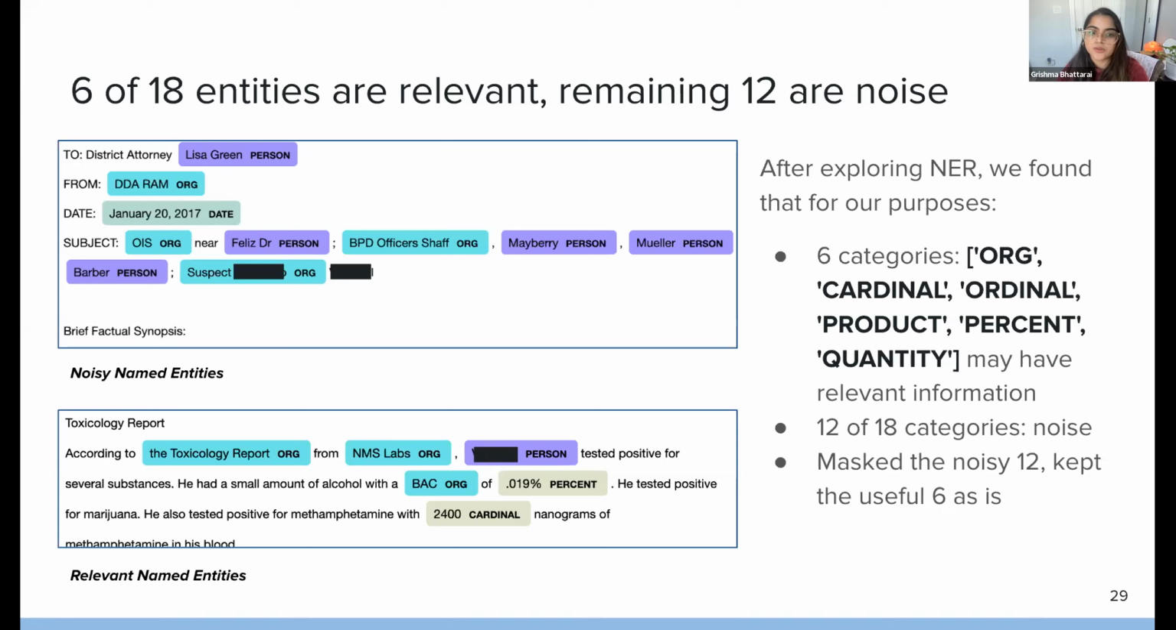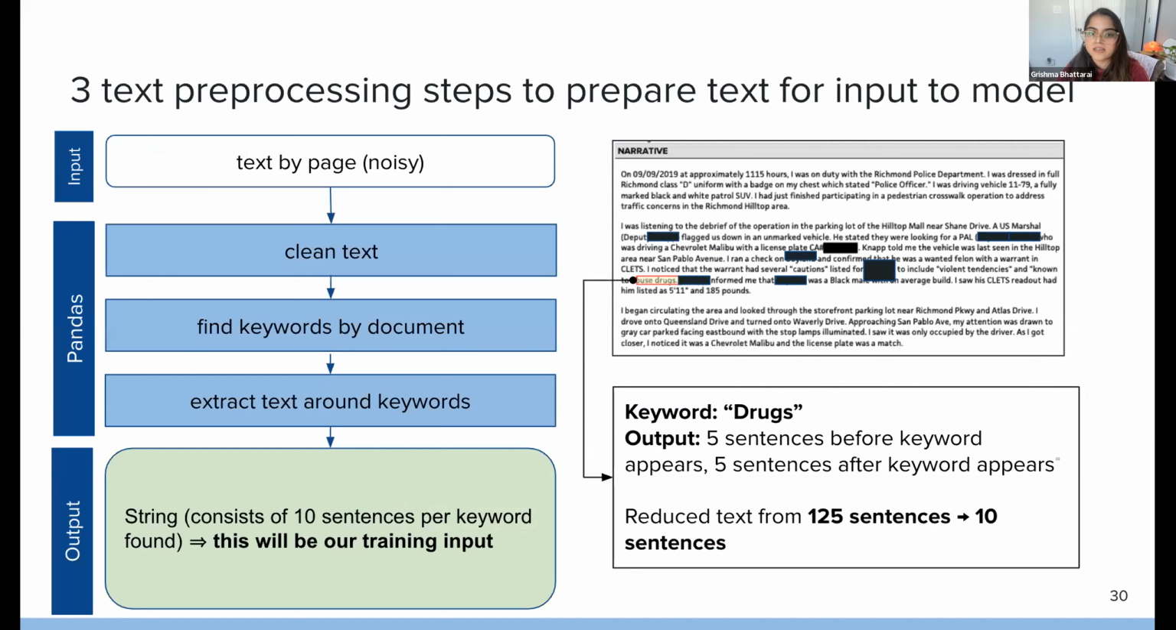So we've decided to keep these 6 specific types in our corpus as is. Next, Salil will take us through other useful pre-processing we did before having our narrative data ready for classification.